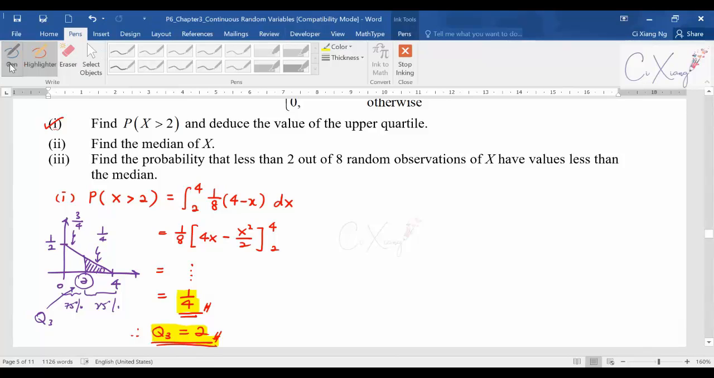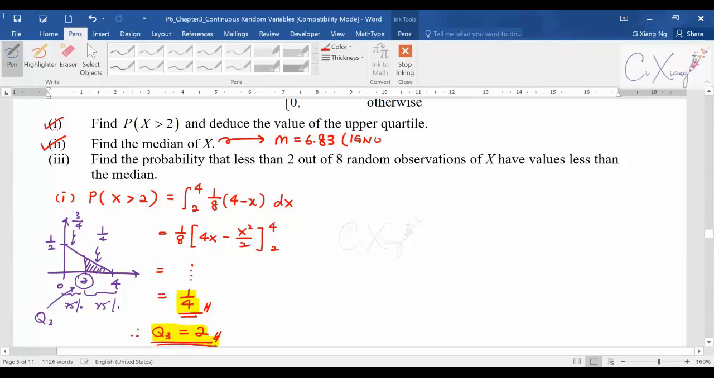Then after that, for part number 2, they want you to find the median of x. So again, this question itself is quite easy. If you do it correctly, you will get 2 values for the m. The first one is 6.83, and we will ignore this answer. So why do we need to ignore this answer? You have to think about it yourself first. If you don't understand, come and ask me again. I won't tell you this one for now, but we actually ignore the answer 6.83.